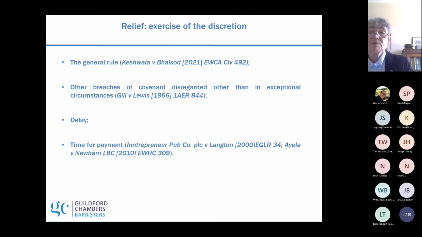Now, time today doesn't permit me to go into this, but in the case of Keshwala, Lord Justice Newey said that there is no principle that a tenant who acts within 6 months will be deemed to have acted with reasonable promptitude. So from that, take away a message that tenants should seek relief as soon as possible. In the exercise of the discretion, the court must order a period for payment of arrears.